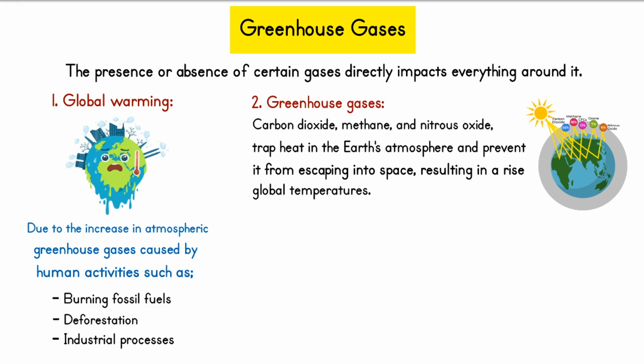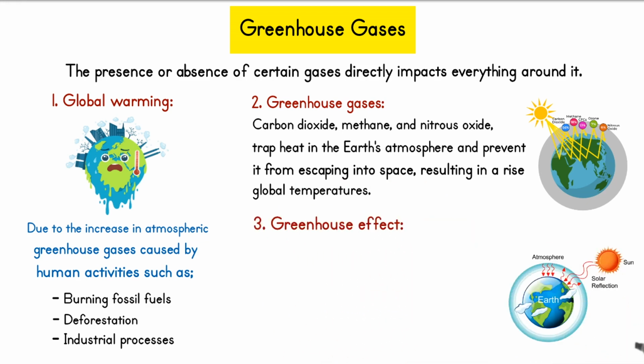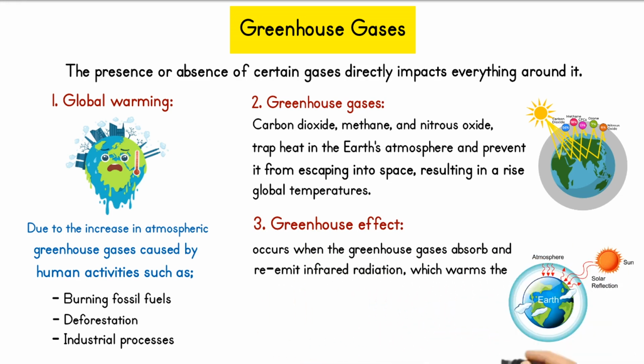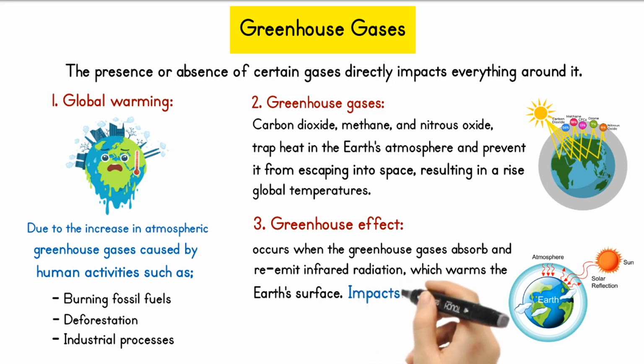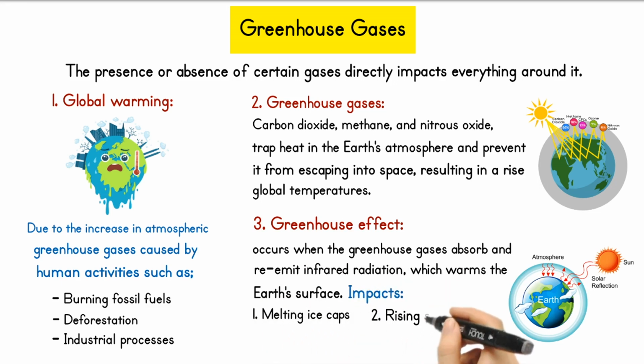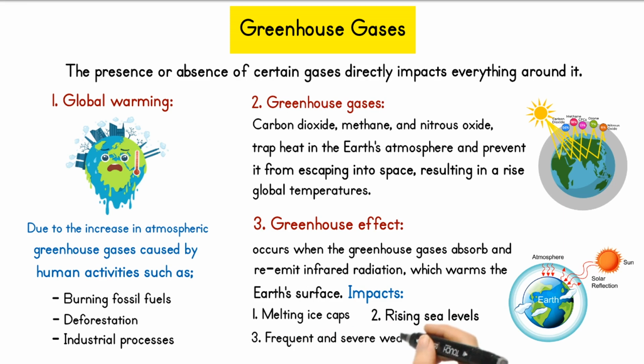This process, known as the greenhouse effect, occurs when the greenhouse gases absorb and re-emit infrared radiation, which warms the Earth's surface. As the concentration of greenhouse gases in the atmosphere continues to increase, the greenhouse effect becomes stronger, causing global temperatures to rise and leading to a wide range of impacts such as melting ice caps, rising sea levels, and more frequent and severe weather events.